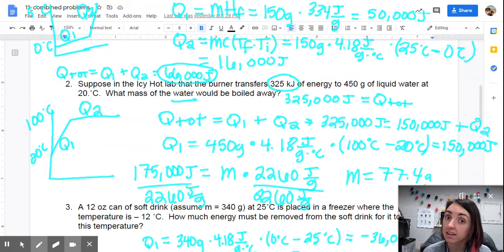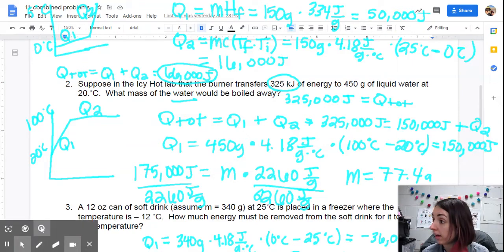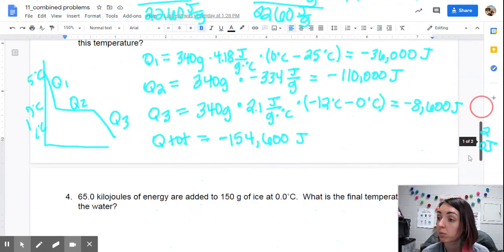Okay, so that one's not as scary as it looks. It's a little tricky because we have to calculate that Q1 first and then subtract Q1 from Q total to get Q2. But then once we've got Q2, we can solve for M. Okay. So we're going to try this on our own now for question 5.